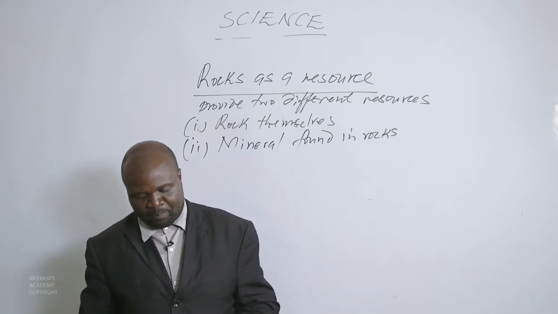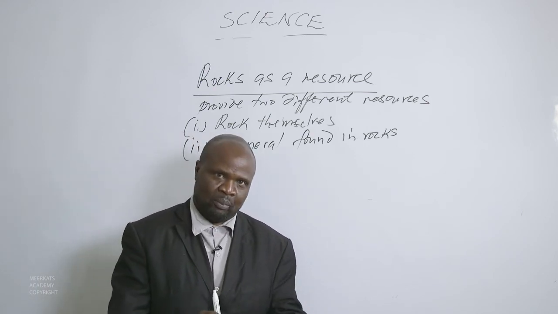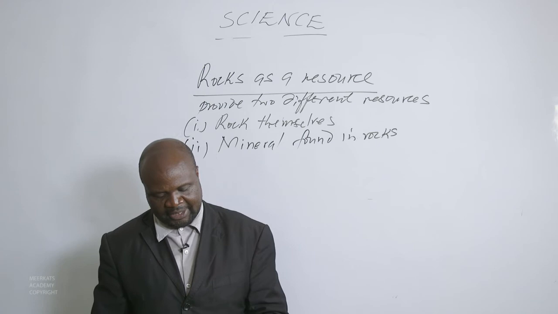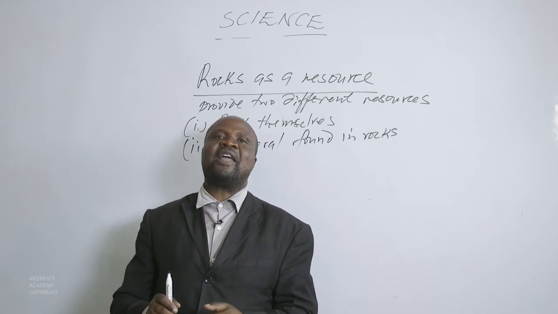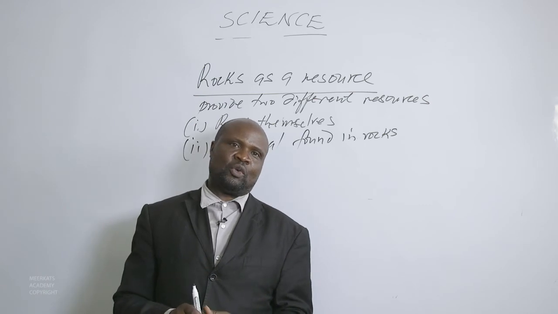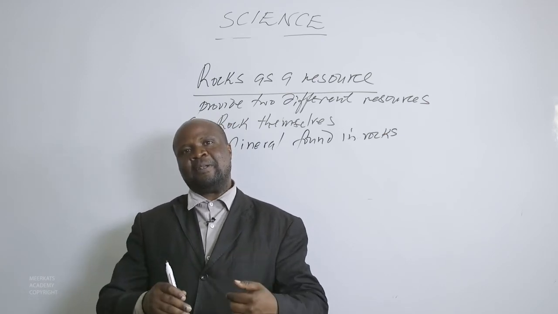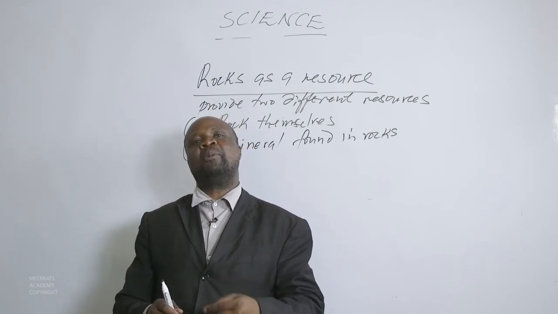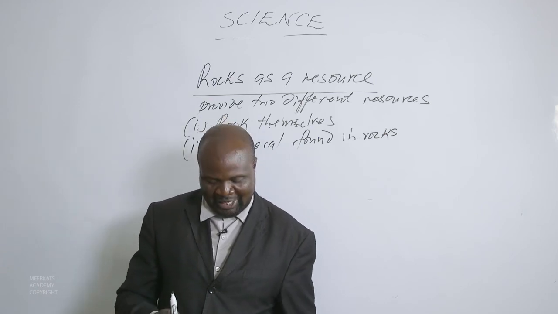Then there are rocks made from substances called minerals. Rocks are not just rocks per se. There are things that make up these rocks. So we are saying rocks are made from substances called minerals. Minerals differ in their physical properties such as color and hardness. So the minerals that make up these rocks differ physically in terms of color. They also differ in terms of hardness. Others are soft, others are hard.